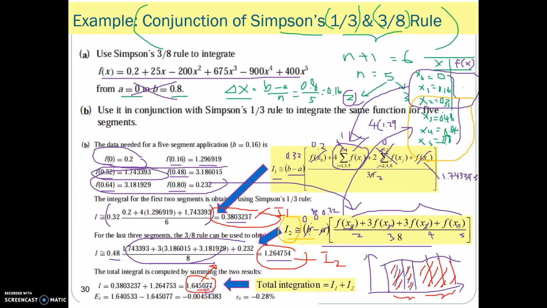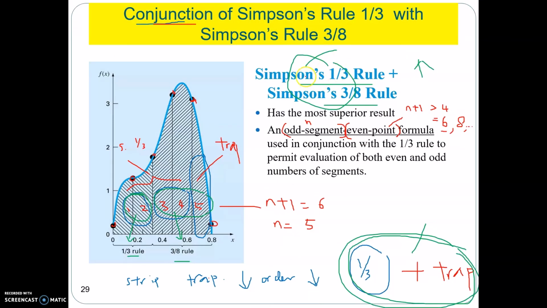When you compare the numerical result obtained by this conjunction with the actual result here, you obtain the relative error to be this and the true percent relative error to be this. So this error is very small. This is the lowest error that you obtain so far as compared to other integration methods. Therefore, we can say that the conjunction of Simpson's 1/3 and 3/8 rule gives the best result in terms of accuracy. In practice, when we say Simpson's rule, it can be Simpson's 1/3 rule or Simpson's 3/8 rule or the combination of it.